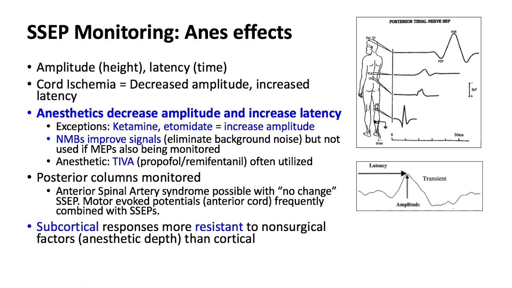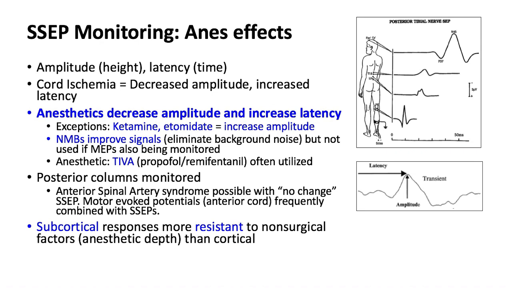Our anesthetics, pretty much across the board, make the amplitude lower and make the signal take longer to get through. The exceptions are ketamine and etomidate, which actually make the amplitude higher. If you're having problems getting signals, you can substitute some of your anesthetic with a ketamine or etomidate infusion and make the amplitude higher and easier to record.